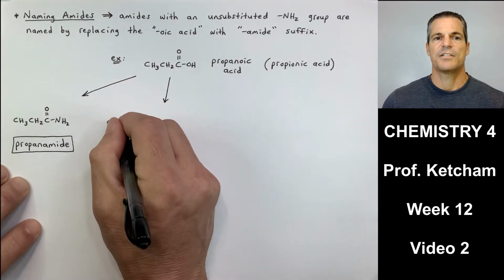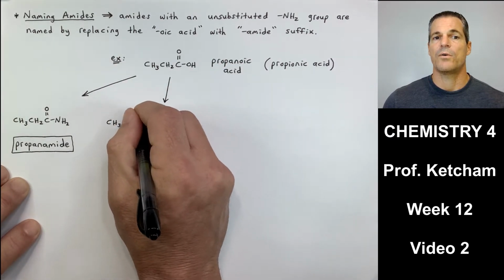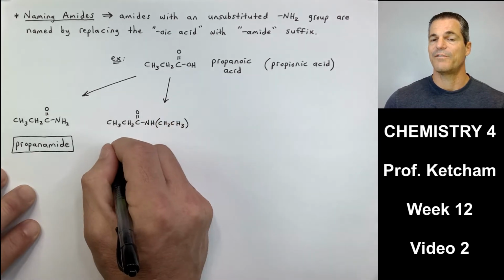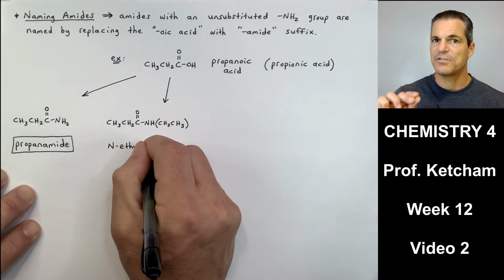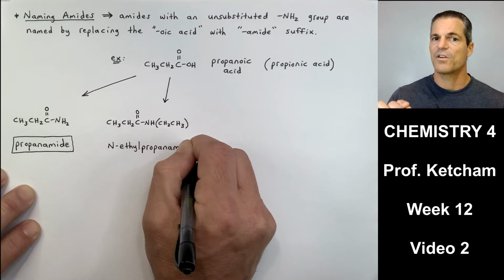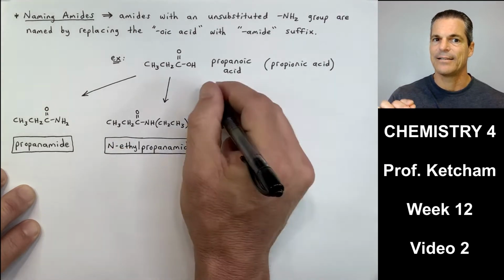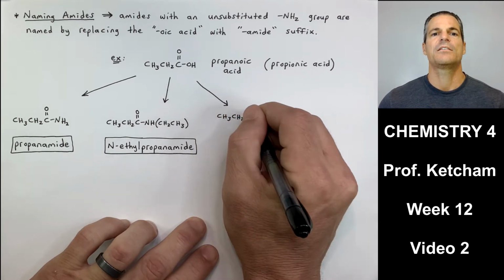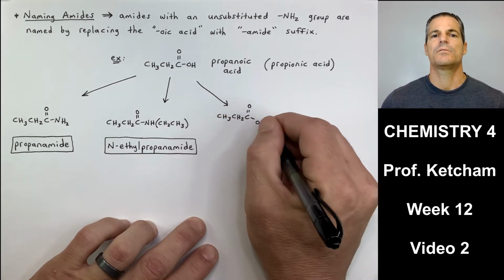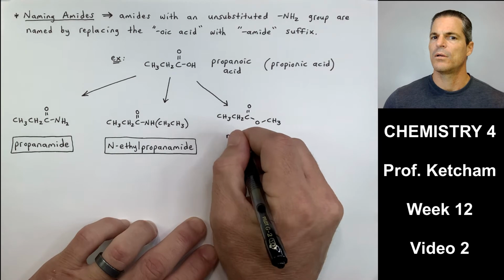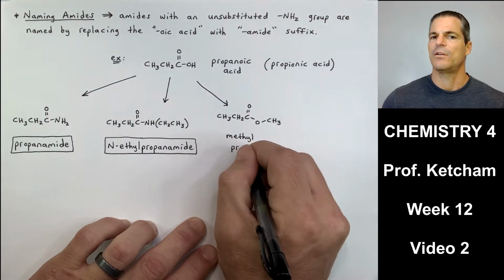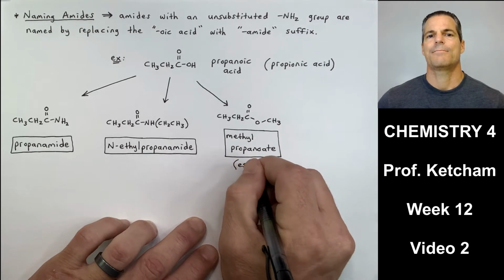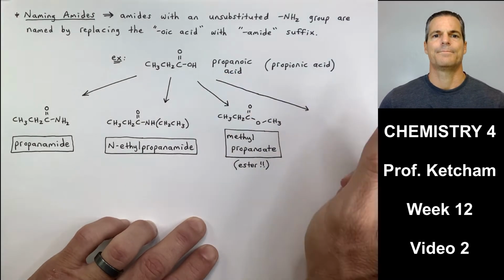Okay, next one, CH3CH2, C double bond O, NH. This one has an ethyl group off of the nitrogen. That ethyl group is not a branch off a carbon. It's a branch off an N. N-ethyl propanamide. Now look at this next one, CH3CH2, C double bond O with an O. Wait a second, we learned that last video. That's an ester, methyl propanoate. Okay, careful, that's an ester. I threw that one in.